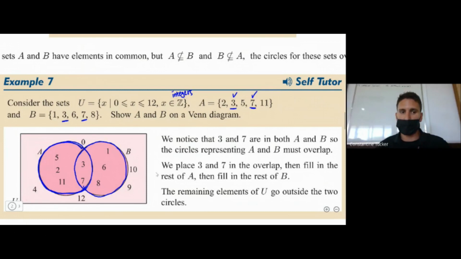And we put them outside the circles. No one wants to hang out with those numbers. We'll just put them out there. And that's pretty much it. That's how you complete a Venn diagram with 2 circles, A and B.